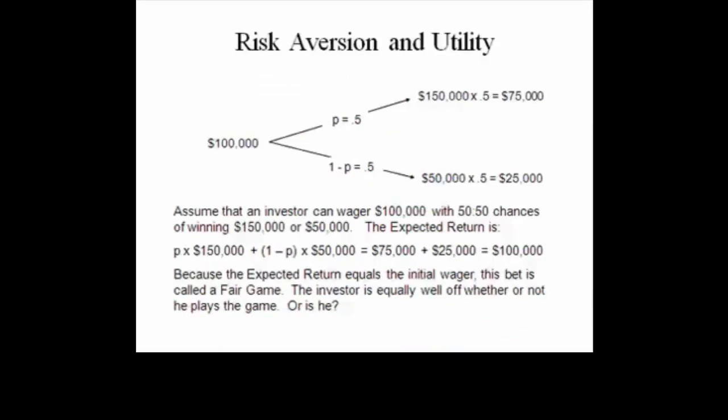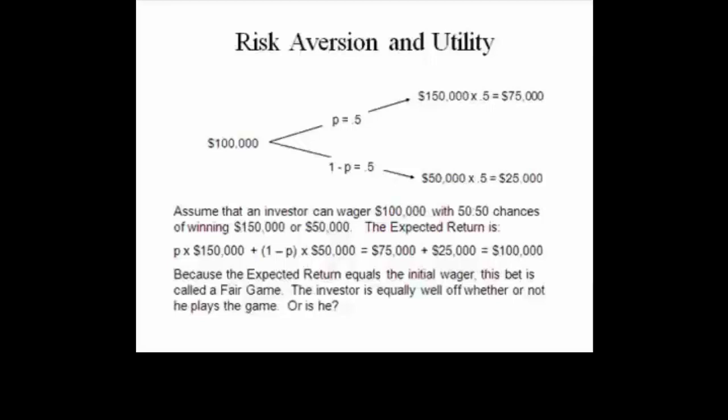Assume that an investor with $100,000 is offered two opportunities. One pays $150,000 and the other pays $50,000. The probability for each payoff is equal, or a 50-50 bet. The expected return for this investment is the standard equation: the expected return equals the probability of A times the expected return of A plus 1 minus the probability of A times the expected return of B. In this example, the expected return would be 0.5 times $150,000 plus 0.5 times $50,000, or $100,000.